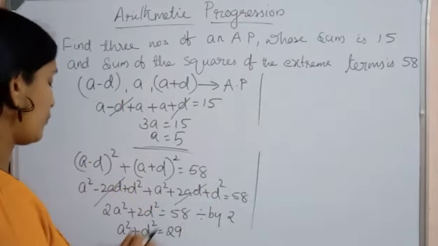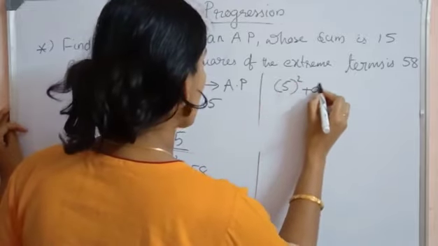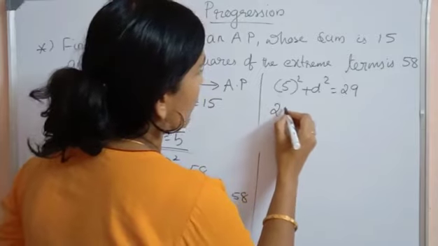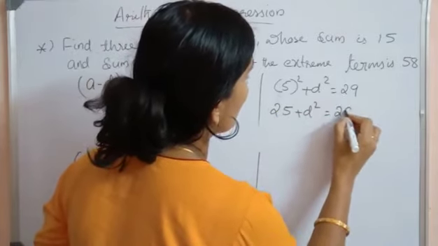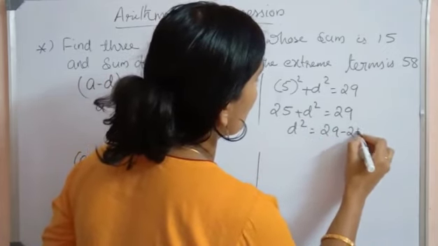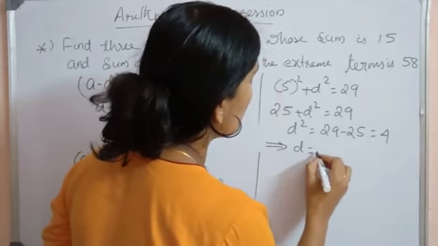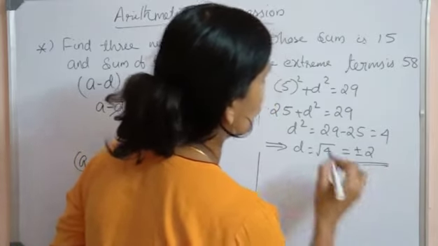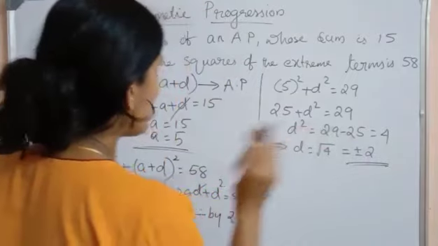Now substitute the value of a. a is 5, so 5 square plus d square is equal to 29. 25 plus d square is 29. d square is equal to 29 minus 25, that is equal to 4. This implies d is equal to the square root of 4, and that is plus or minus 2. So you got two values for d here. One is plus 2, the other one is minus 2.